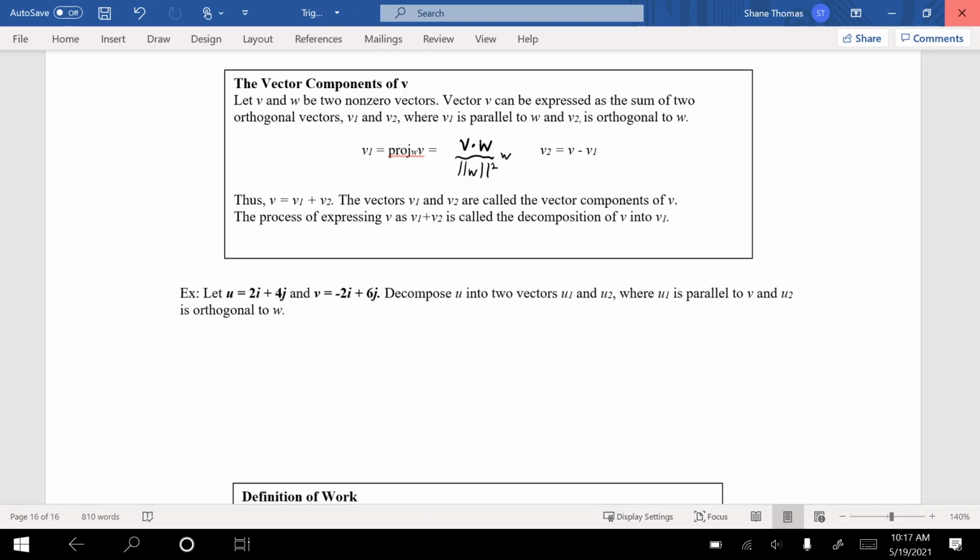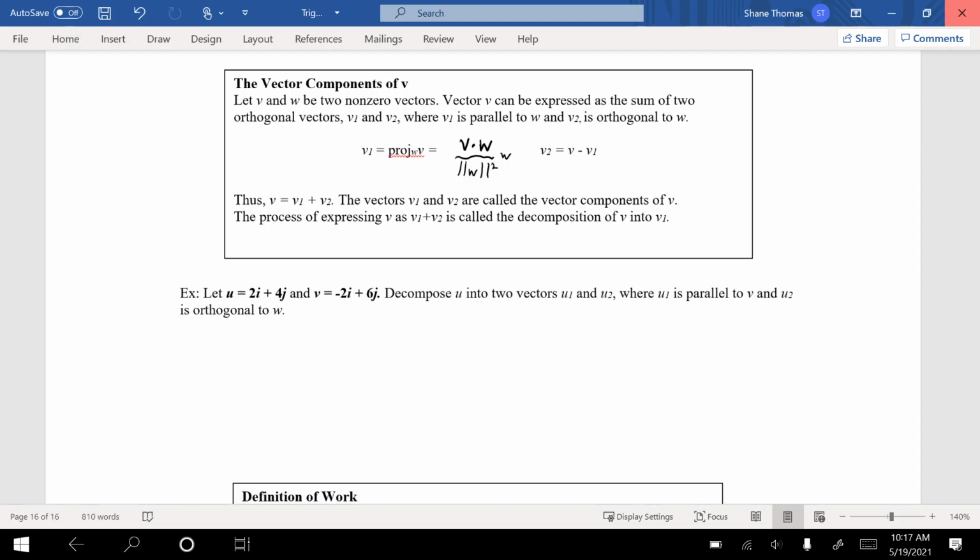All right, so thus V is V1 plus V2. The vectors V1 and V2 are called the vector components. The process of expressing that is called the decomposition of V onto V1. Sounds really confusing, doesn't it? Let's do an example. Let U equal 2I plus 4J, and V is -2I plus 6J. We want to decompose U into two vectors, U1 and U2, where U1 is parallel to V and U2 is orthogonal to V. All right?